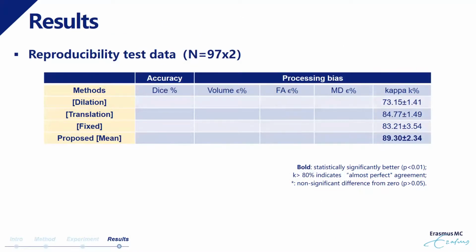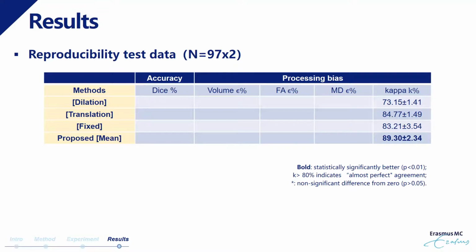Now we move on to quantitative results. Using the reproducibility dataset, we evaluated the processing bias of the method in producing semantic segmentation and imaging biomarkers when time points were passed in reverse order, which for the fixed method means that different moving and target images were used.